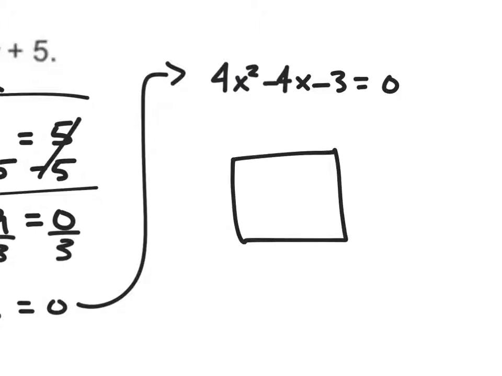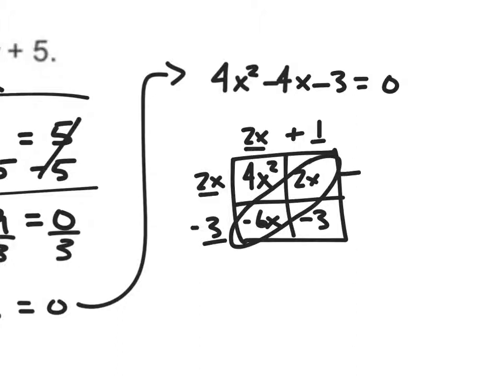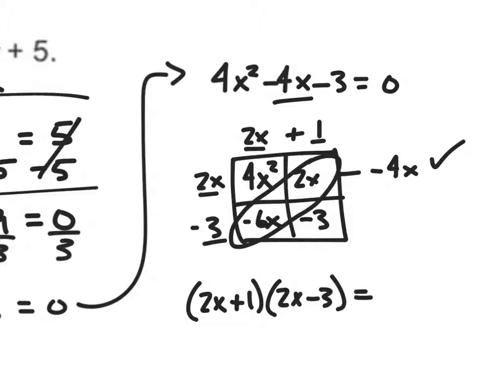So this is a little bit easier to factor, okay? So I'm going to put a 4x squared here. I'm going to put a negative 3 here. Now let's just do 2x and 2x. Let's do a positive 1 and a negative 3. And when I do that, okay, 2x times 1 gives me a positive 2x. Negative 3 times 2x gives me a negative 6x. When I combine negative 6x and 2x, it's going to give me negative 4x, which is what we're looking for, so we've factored this correctly. So now what we can do is write it as 2x plus 1 times 2x minus 3 and set that equal to 0.